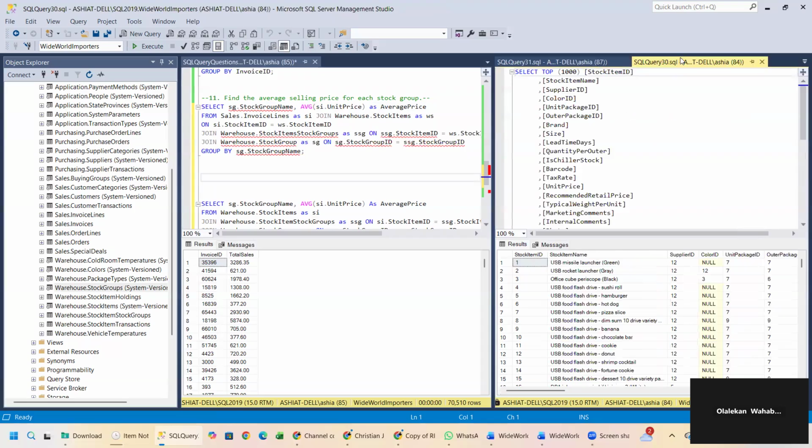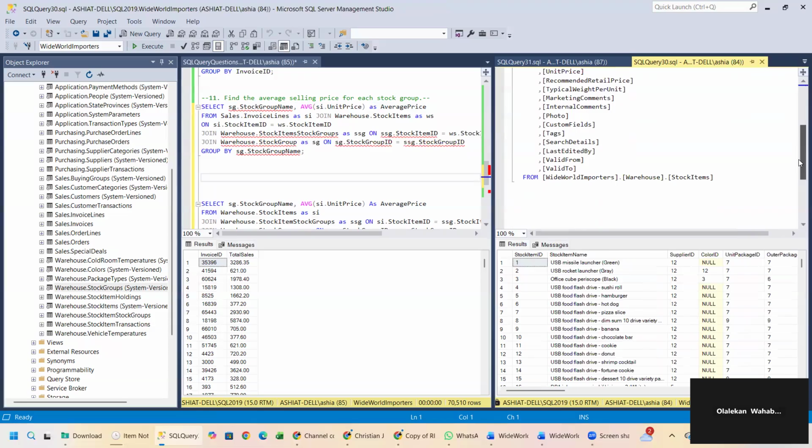Let's check that stock group name. Yeah, this stock items, warehouse, name WS stock items. That one is okay. I think those ones are okay.